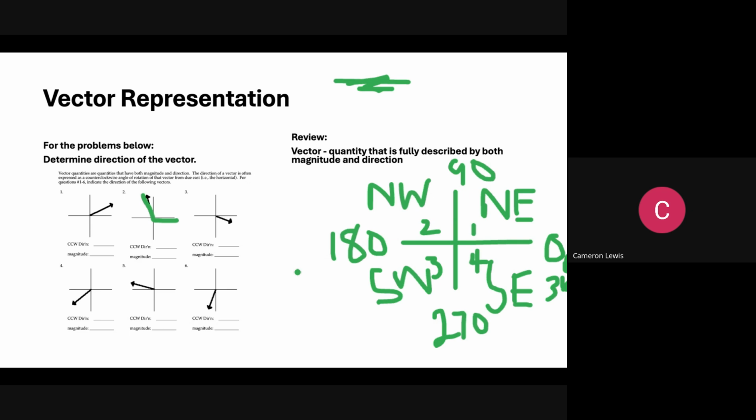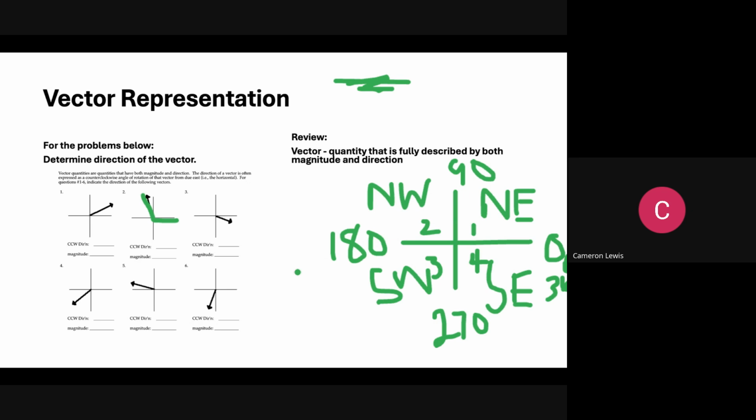Let's go to the next one, number 5. What quadrant is it in? Northwest. Yes, northwest. Number-wise is it 1, 2, 3, or 4? 2. So it's between what two angles? 90 and 180. Give me an estimate of how much you think that angle is. 160. Good. Okay, we're getting it now.